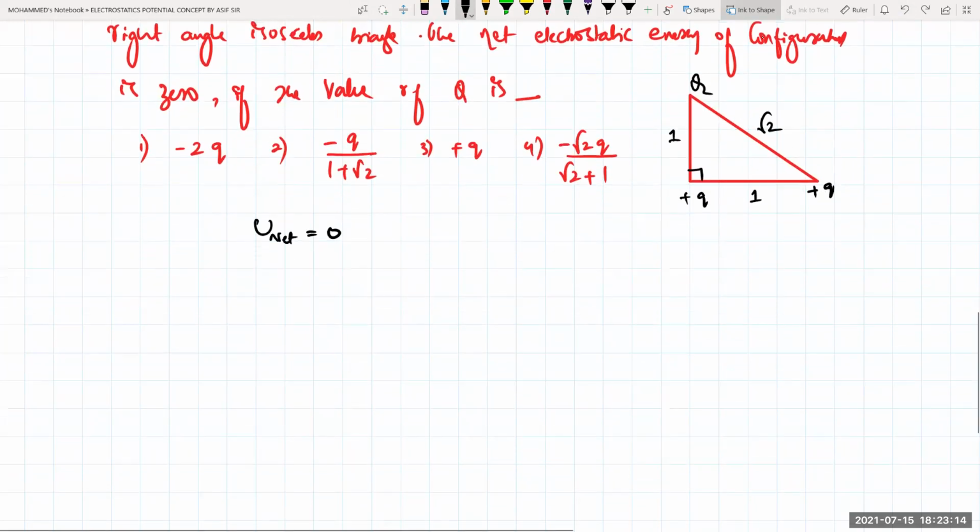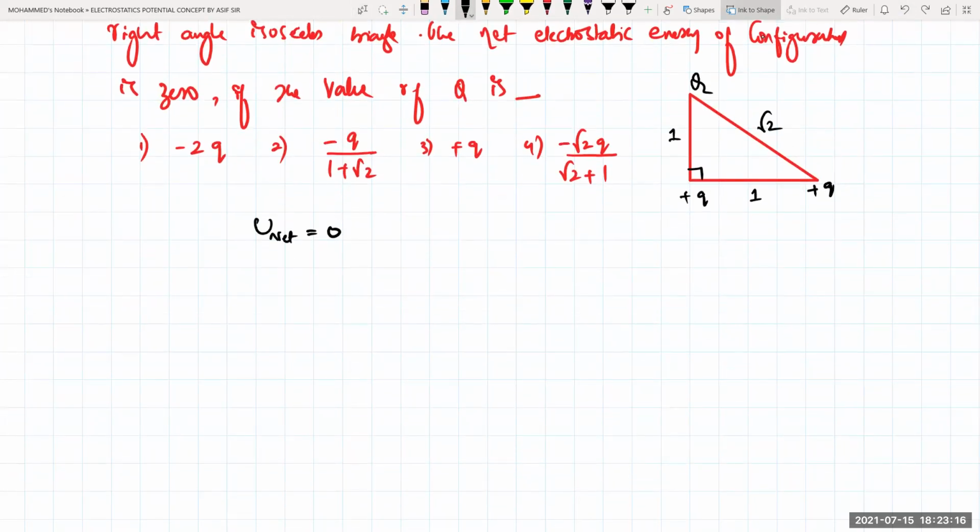Now, write the three terms. For the first one, U is equal to 0 property: K into capital Q, small q divided by r1, plus K into Q into small q divided by r1, plus K into capital Q into small q divided by the distance, which is root 2. That will be equal to 0. Isn't it?